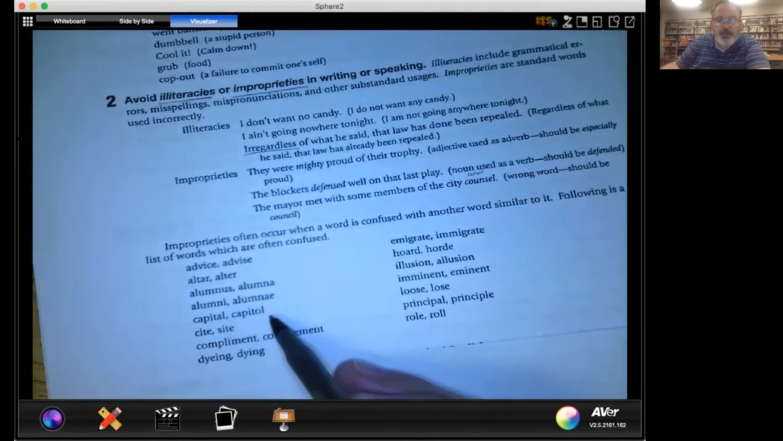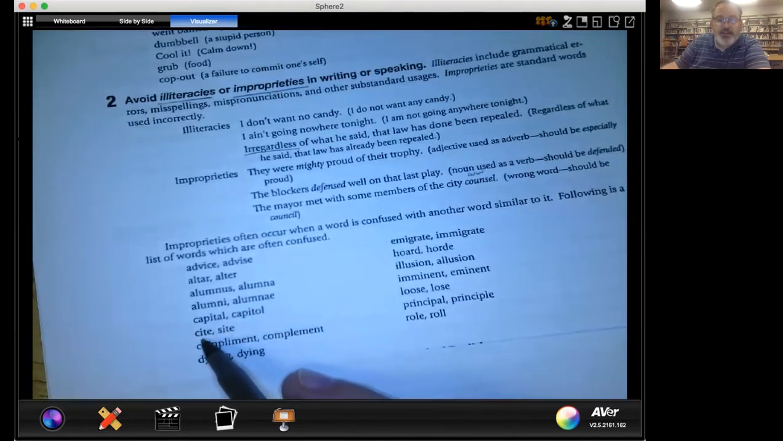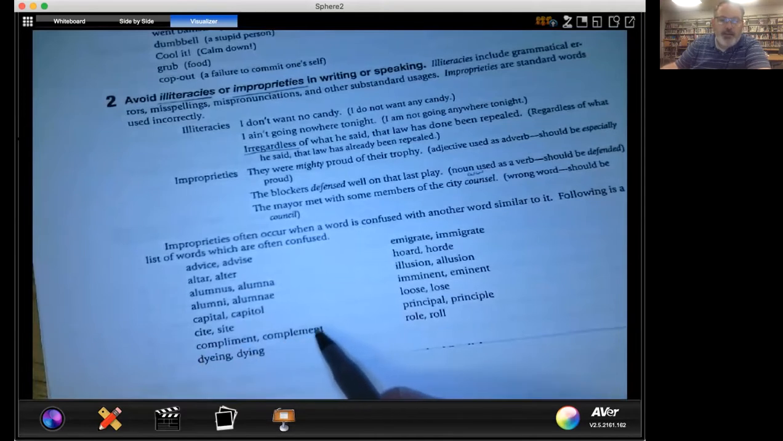Capital is where the building is that we go and sing if you're in the choir. Cite and site. CITE is to talk about something or to draw a reference to something, like when we cite a quotation. And SITE is a place, like the site where they built the building. Compliment and complement. Compliment is when you say something kind about someone else.